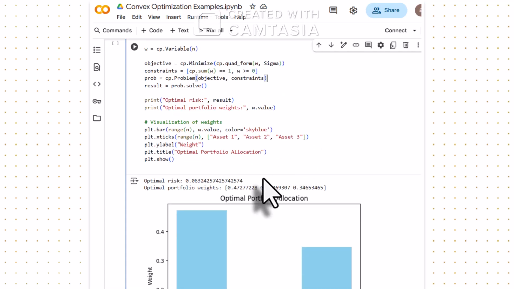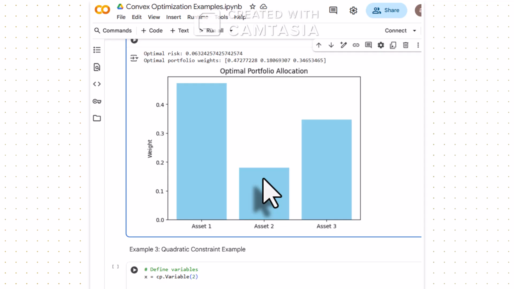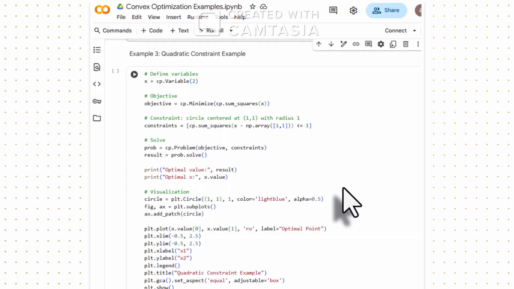What it does is it finds the portfolio allocation that gives the minimum risk and prints the minimum risk and portfolio weights. So the visualization is created as a bar chart. It shows how much weight is given to asset 1, asset 2, and asset 3.